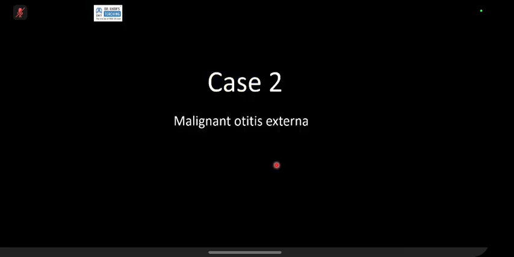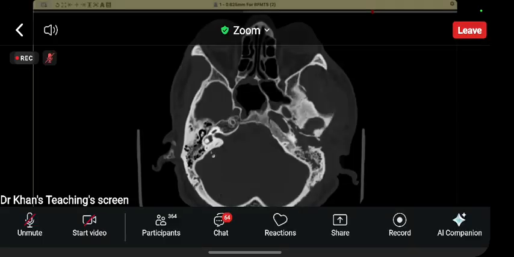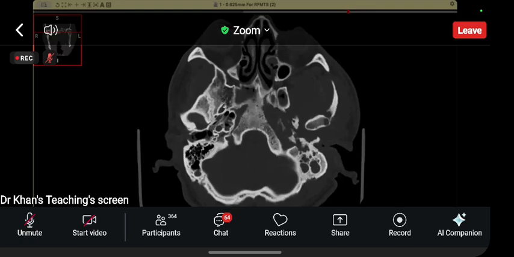Well done. So this was a simple case. This is what we call malignant otitis externa. Unfortunately, for other reasons, this patient did not survive that day, and we lost her. We had initially asked for a CT with contrast, but the patient became unwell. So I don't have another scan to show you. Having said that, this is malignant otitis externa.